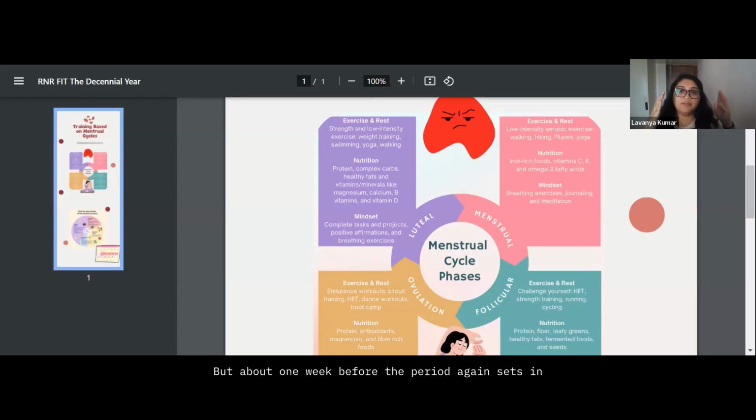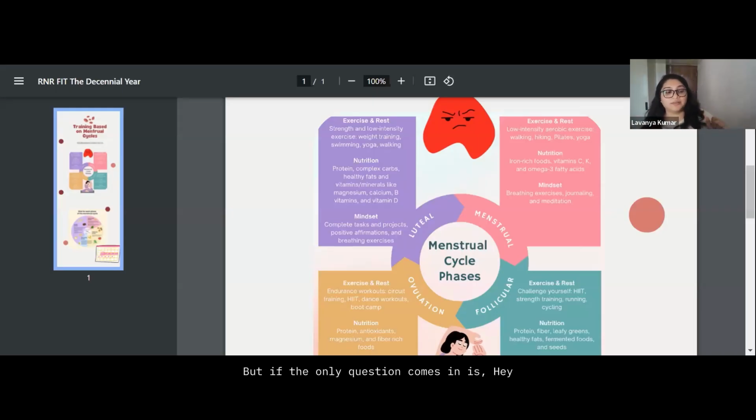But about 1 week before the period again sets in, before day one, in that 1 week, if you can go back to lower intensity strength, lower intensity aerobic drills, it'll be a lot easier. But not as low as during the periods, but just before. It can be moderate to low in this case. So if we can work it like this, it'll be very helpful.